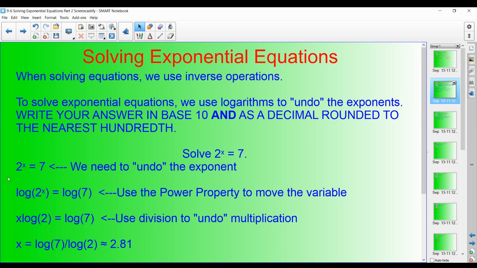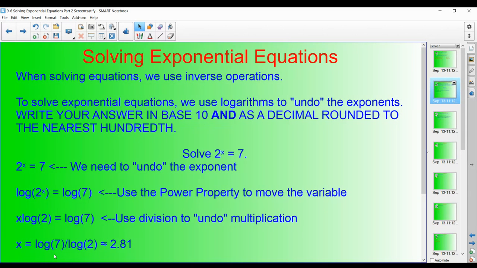Looking at 2 to the x equals 7, what we need to do is undo the exponent. We need to get the x out of the exponent, so we're going to take the log of both sides. I know it looks more complicated at first, but then we can use the power property to get the x out front. And then we just have a multiplication problem. Log of 2 is a number. Log of 7 is a number. Just like we always have, if we have multiplication, we undo it with division. So we divide both sides by log of 2. Our final answer is x equals log of 7 divided by log of 2.